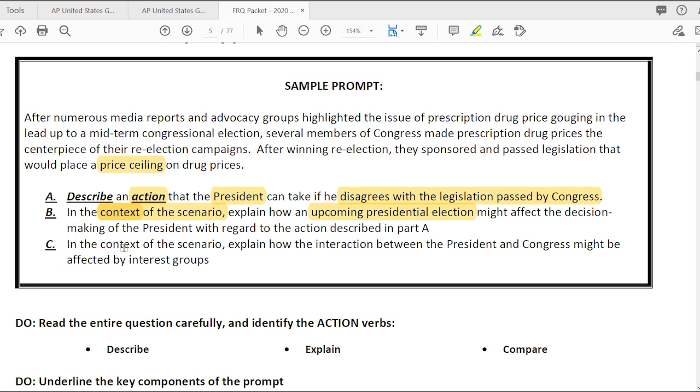In the context of the scenario, explain how the interaction between the president and Congress might be affected by interest groups. Now, I can tell you that this is unlikely to show up on the 2020 exam because interest groups is in Unit 5. But you probably know a little bit about them, and we'll just forge ahead regardless.